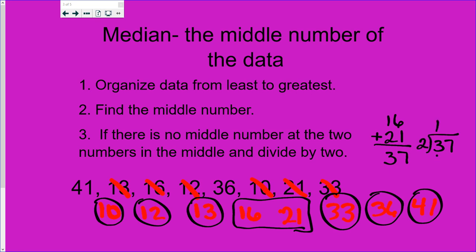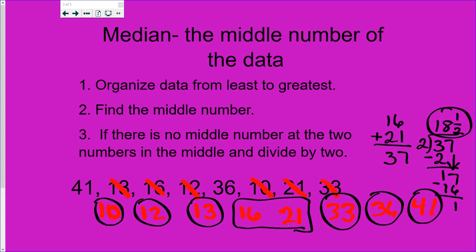I have 1 here, subtract, bring the 1 on down. How many 2s do I get out of 17? 8. 8 times 2 is 16, subtract. So I have 18 and 1/2. Remember, when we're doing mean, median, mode, if we have a remainder, we want to put it as a mixed number here. So my median, my middle number, would be 18.5, because 18.5 is halfway between 16 and 21.